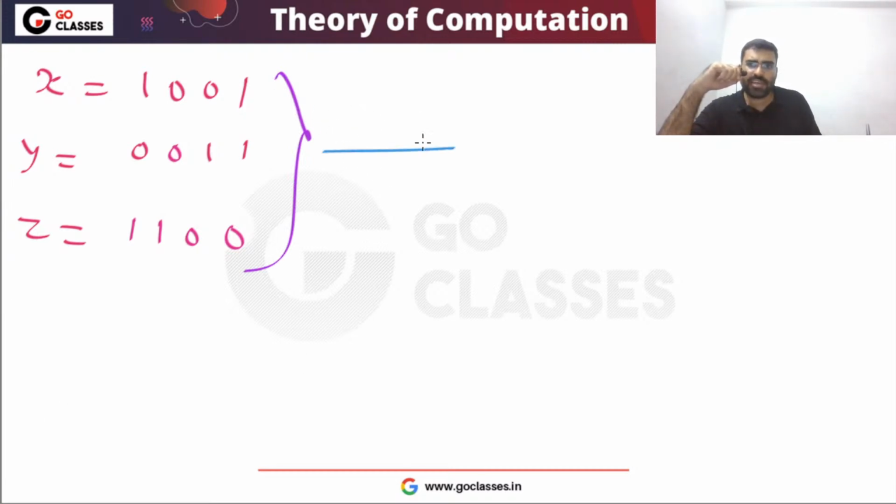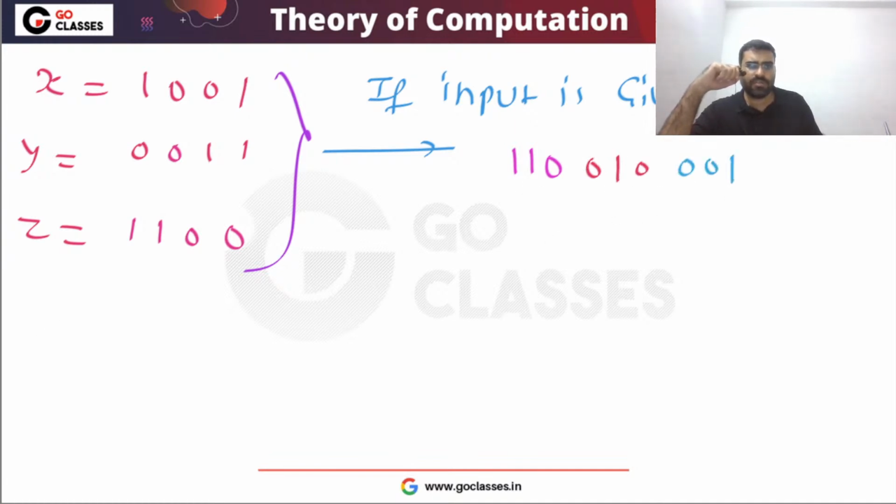If input is given like this, like 1 1 0 followed by 0 1 0 followed by 0 0 1 followed by 1 0 1, then yes, finite automata can do addition. Yes, FA can do addition.